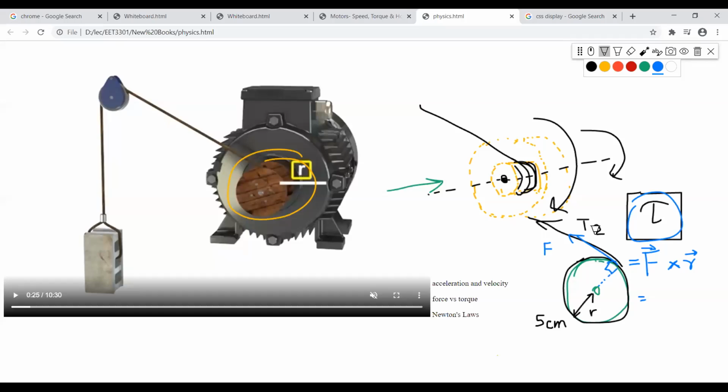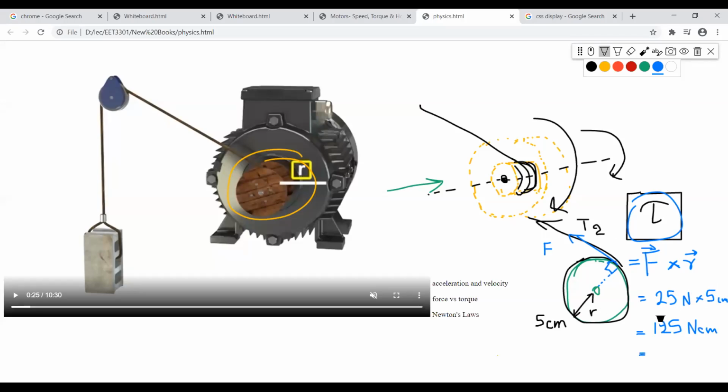So F, you know T2, is 25 newtons, and you have to multiply it by 5 centimeters. So one could simply say it is 125 Newton centimeters. That is one correct answer.